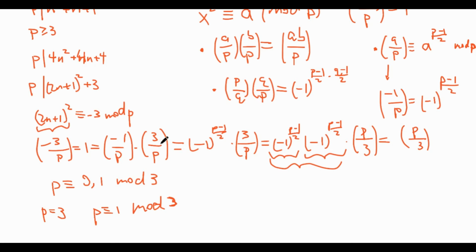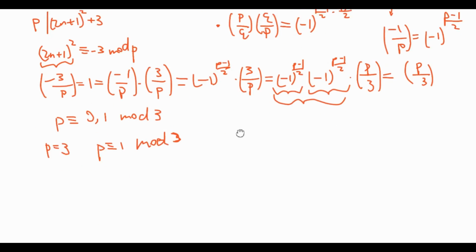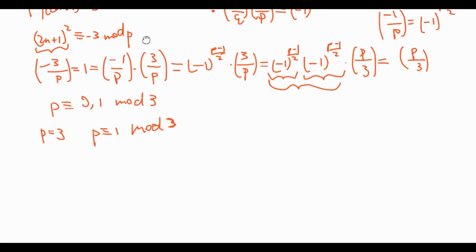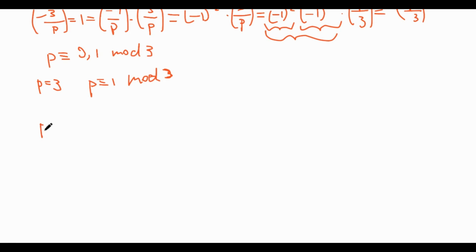We have to go back and prove the original statement. Of course, since we already seem to naturally have two cases here, p equals 3 and p congruent to 1 mod 3, let's consider the problem in these two cases separately. If p equals 3, so let me write the statement over again. We want to prove p squared divides n plus 1 to the power of p minus n to the power of p minus 1.